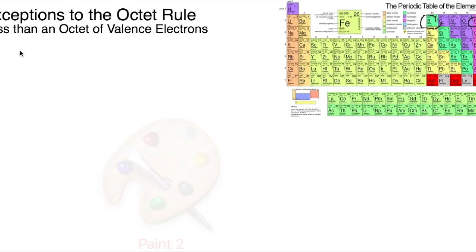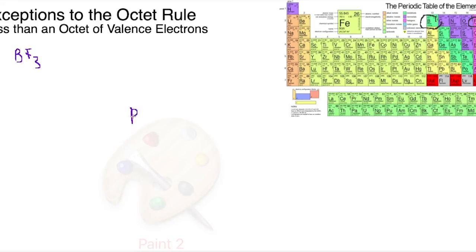Usually this type of situation happens with compounds of boron and beryllium. We're going to go over a very common one, which is boron trifluoride. Okay, so let's try to make the Lewis structure diagram from scratch on this one, and then we'll look at the exceptions.